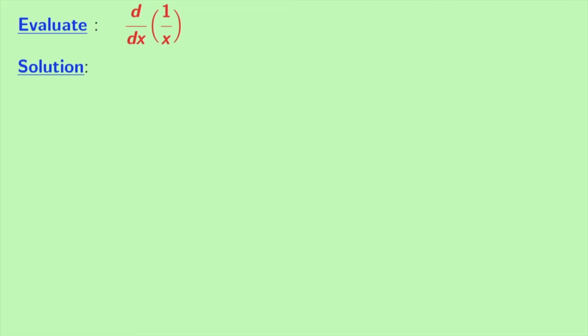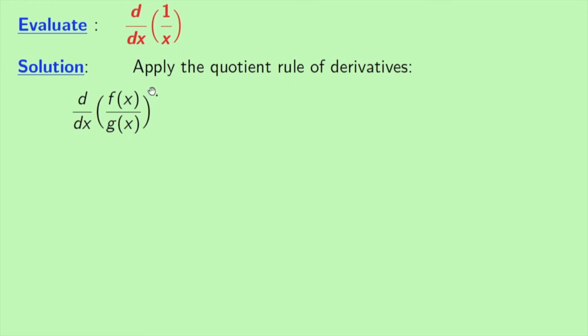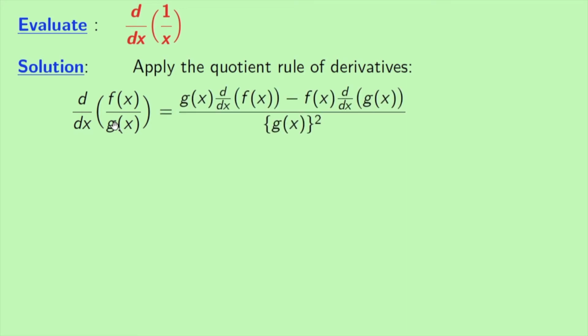So let's start. Look that 1 by x is a quotient. So we will apply the quotient rule of derivatives here. We know that the general form of a quotient looks like f(x) by g(x), and the derivative of this is as follows: g(x) times derivative of f(x) minus f(x) times derivative of g(x), by g(x) whole square.